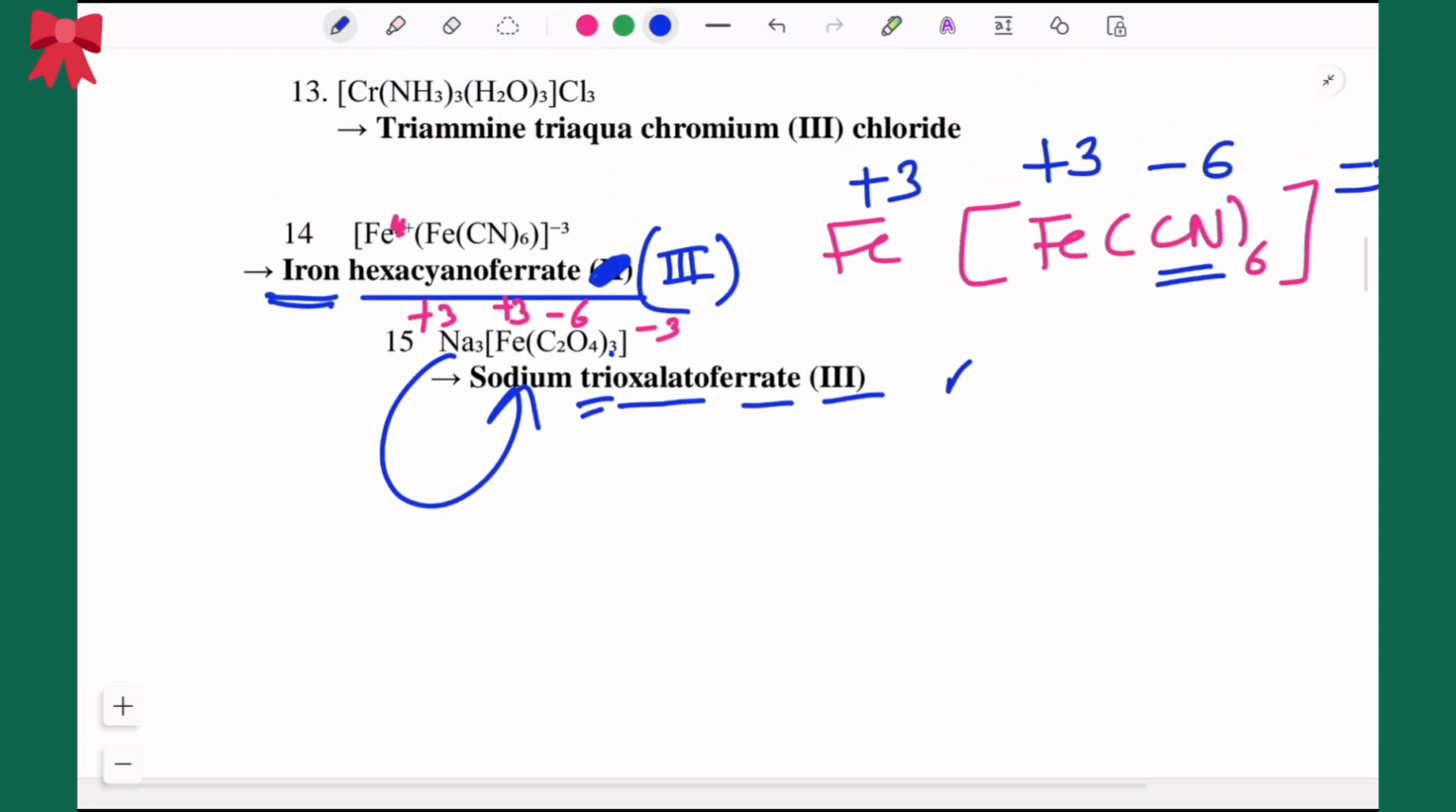In the next session we'll see how to write the formula from the name. With that, we'll just end the session. So keep revising, and all these are taken from your NCERT textbook, and many of them have been asked in the board exam also.